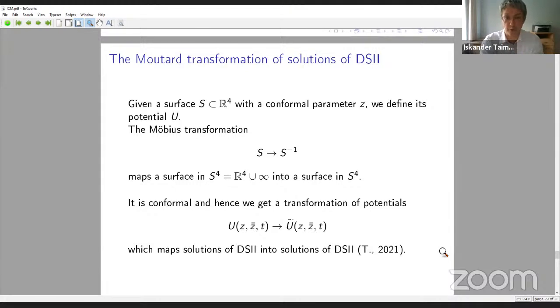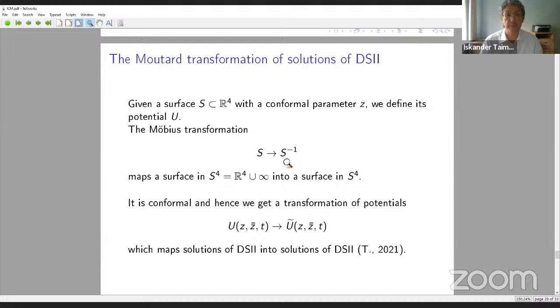And for it, we have the following transformation. Assume that the Dirac operator comes in representation of some surface, and S is this surface. Then we take the inverse of S, just the inverse of this matrix. It's just the Möbius transformation.